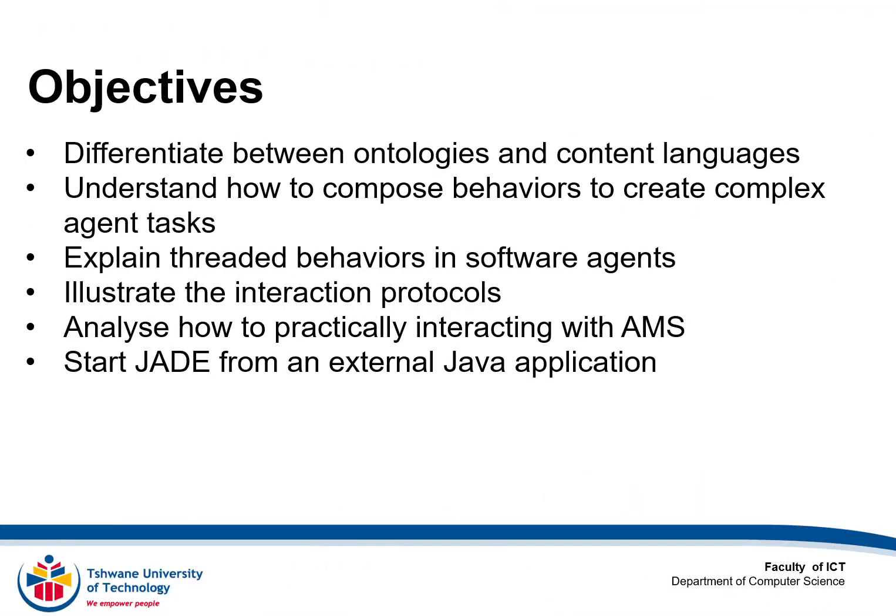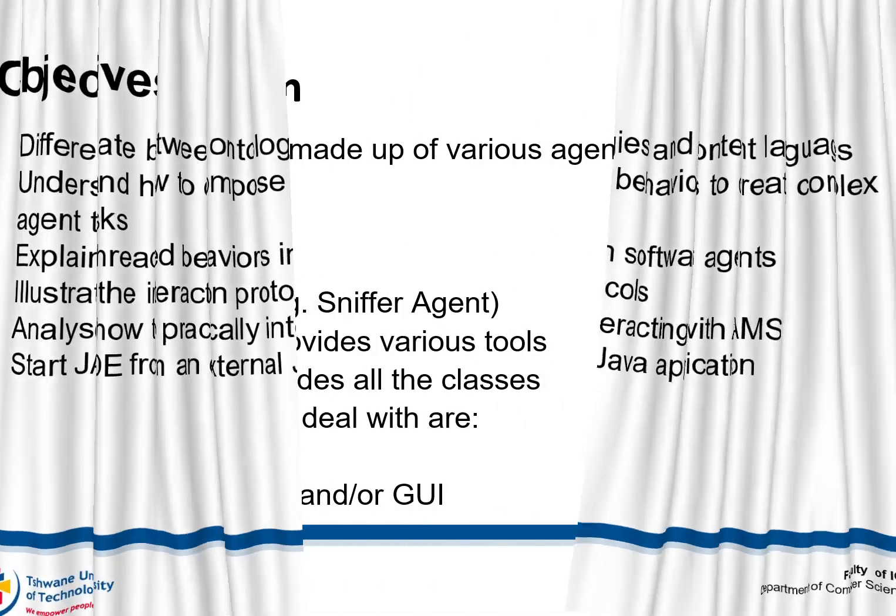What I hope to achieve by the end of this lecture is to be able to differentiate between ontologies and content languages, demonstrate a basic understanding of how to compose behaviors to create complex agent tasks, explain threaded behaviors in software agents, as well as illustrate the interaction of protocols. Another thing that we'll look at is the agent management system, as well as how one can start Jade from an external application. As you know, this is probably one of the most important aspects that one would need to use Jade for, as one can hardly really expect to use Jade directly from the IDE.